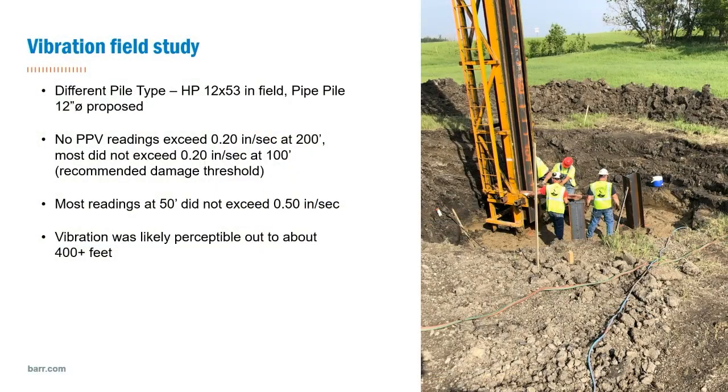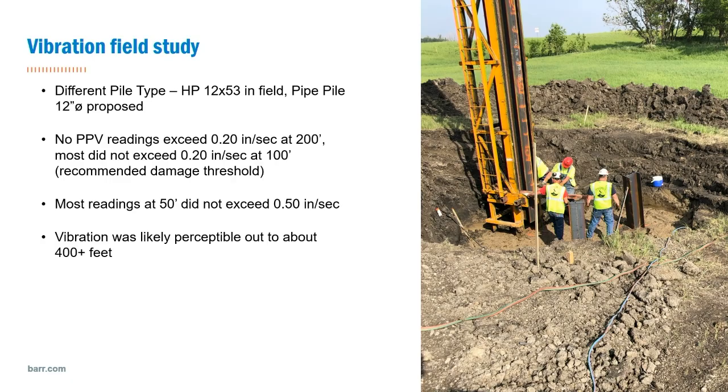So we were really fortunate because we had to assess, would these 12-inch diameter pipe piles negatively affect the neighbors in the area? And fortunately, there was a project going on with the high mast light poles nearby, and we were able to set out and develop a monitoring program where we could collect some data and use it for our study at our site. Although it was a different pile type, they were using 12 by 53s in the field for the high mast light poles, and ours were 12-inch diameter. We deemed that it was probably close enough to what we needed to do in order to come up with some kind of correlation that would work at our site.